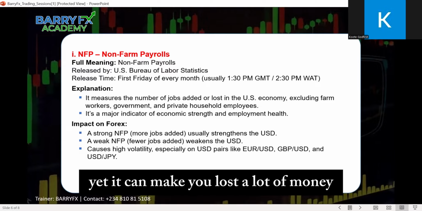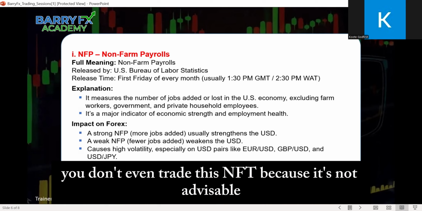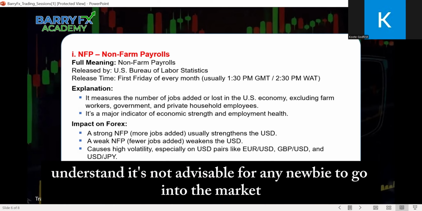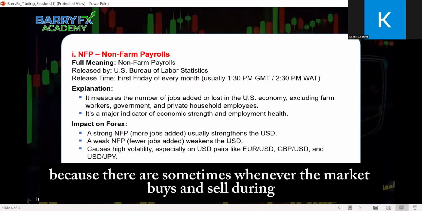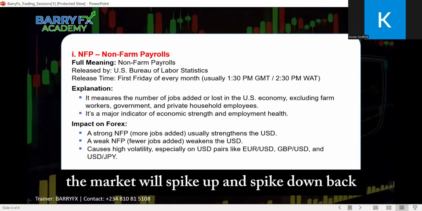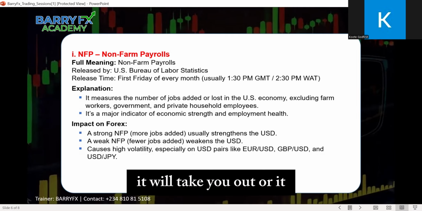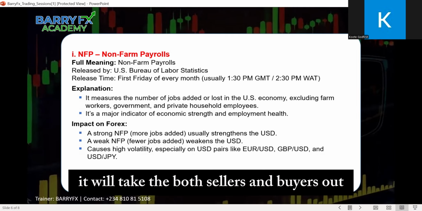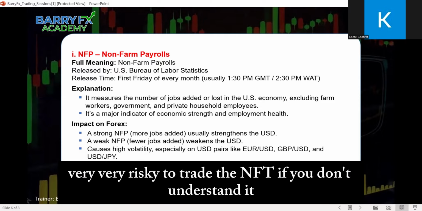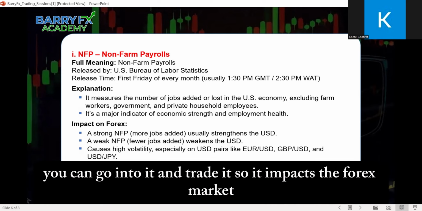Still, it can make you lose a lot of money. So it's very important you don't even trade this NFP because it's not advisable. It's not advisable for any newbie to go into the market, because sometimes during the NFP the market will spike up and spike down back. Even if you were buying, it will take you out, or it will take both sellers and buyers out. So it's very risky to trade the NFP if you don't understand it. But if you understand how to trade the NFP, you can go into it and trade it.